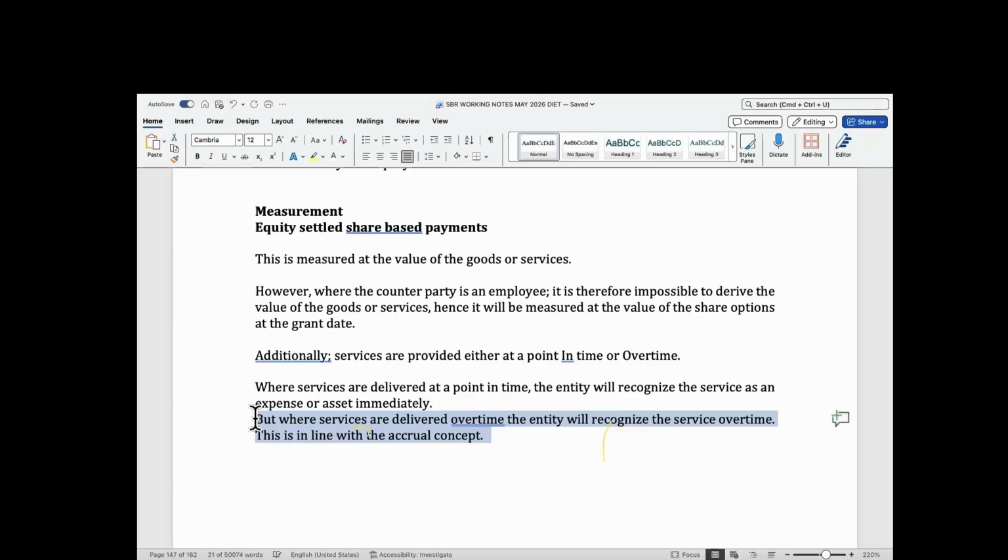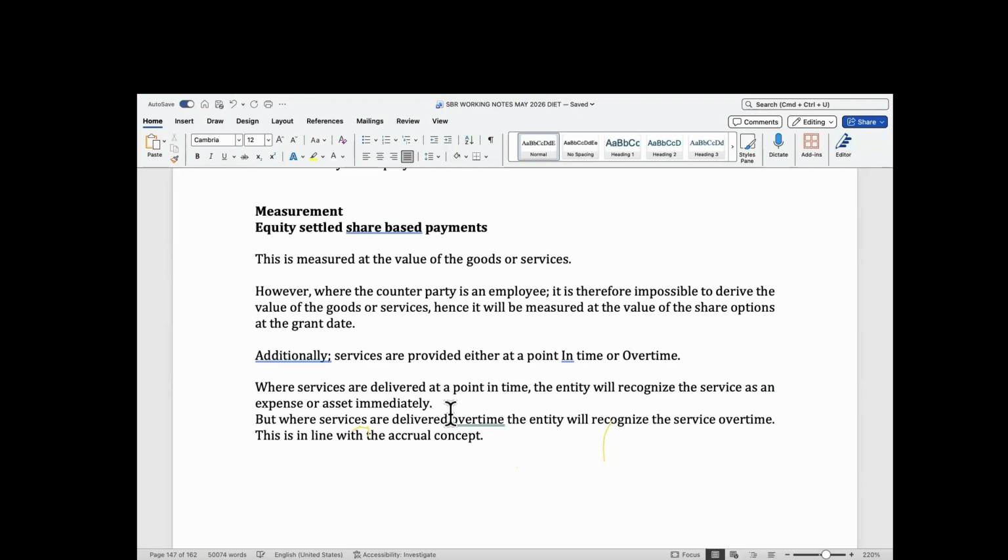Normally you will not find them asking you this because it's so straightforward. This can only happen where what the entity is giving is shares for goods or services it has received, that I'm giving you shares and the counterparty becomes a shareholder immediately. To account for that is so straightforward. You just debit bank, debit services, and credit equity or share capital. And it ends there.